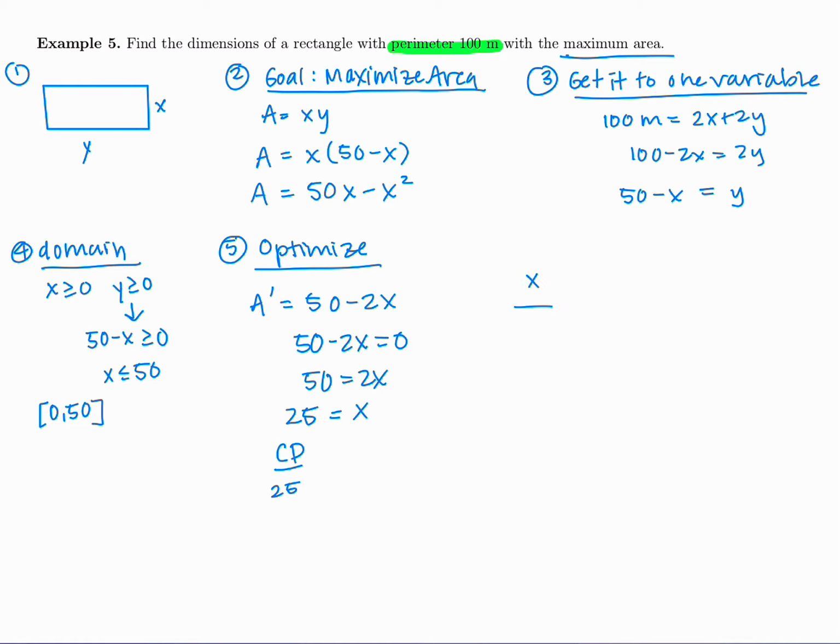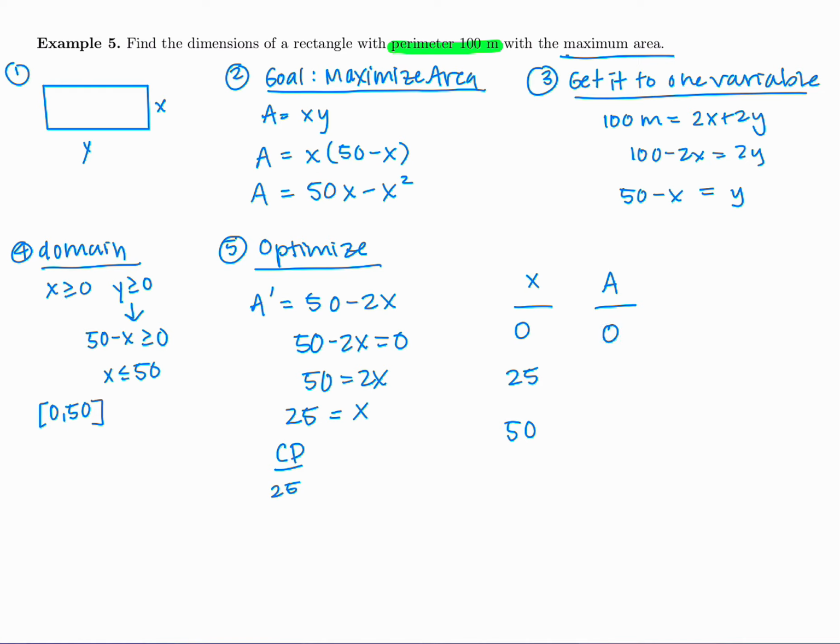So let's look. I have the critical point of 25 to check, and I have the endpoints of 0 and 50 to check. And then I'm going to plug those back into my area equation, either this one or this one, multiplied out or not. And I'm going to see what the area would be if those are my x distances of my rectangle. So if I plug in a 0 back to my original, well, that's just going to cancel everything out, whichever one you look at. And that kind of makes sense.